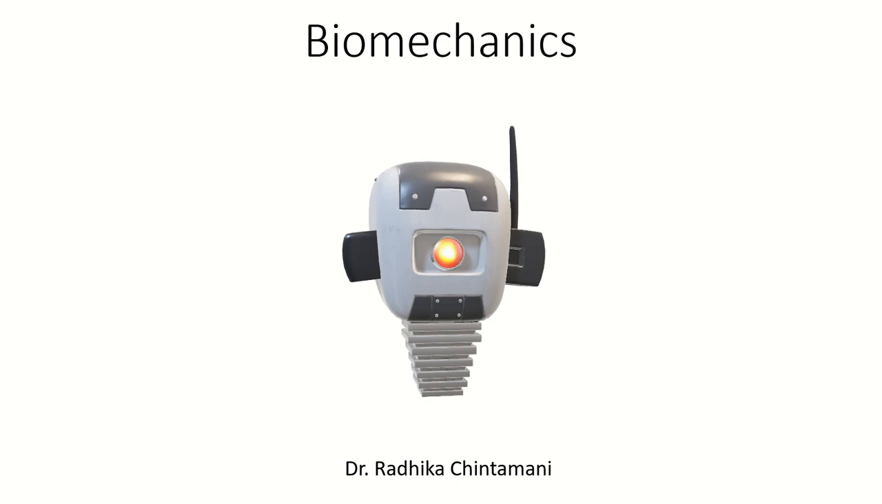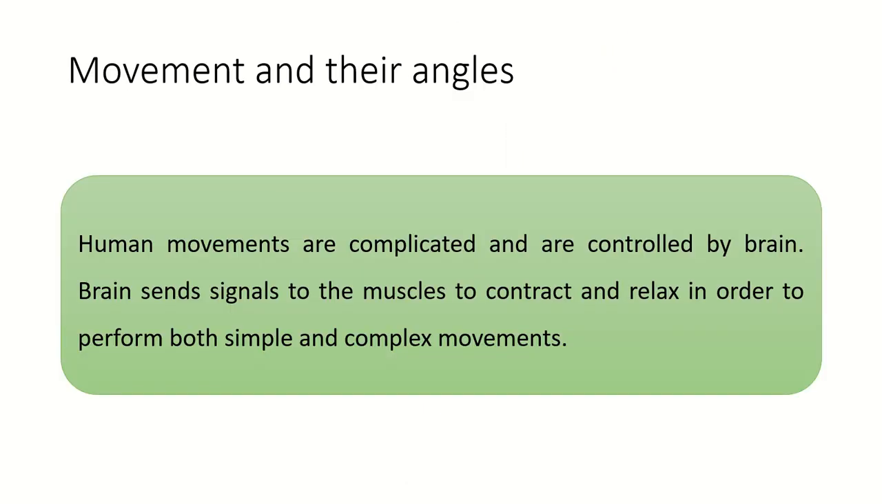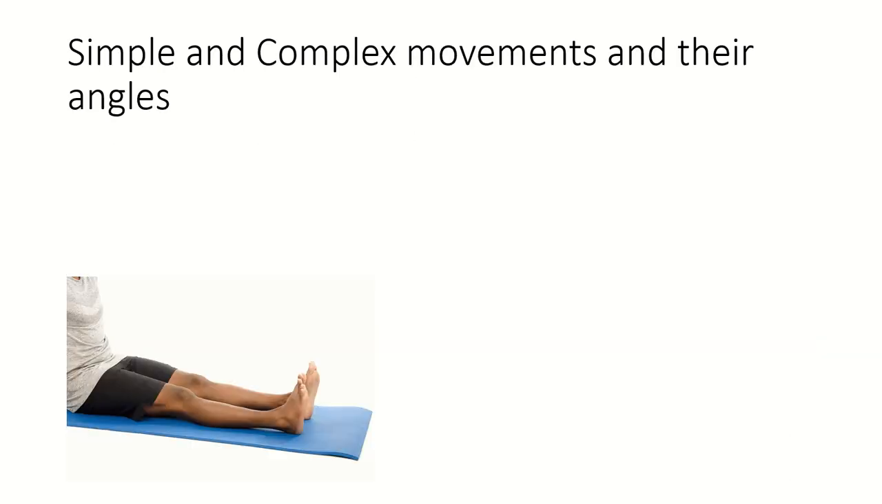Let us take up the biomechanics brief introduction, part 3, which deals with the movement and their angles. Movements of human body. Human movements, as said, are very complicated and are definitely controlled by the brain. The brain sends signals to the muscles to contract and relax in order to perform both simple and complex movements.